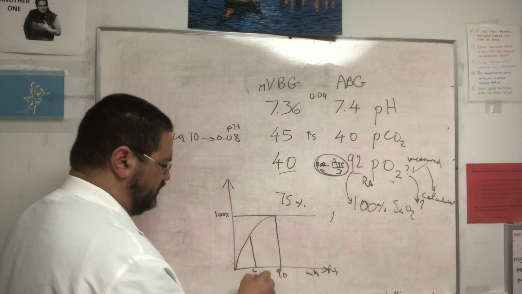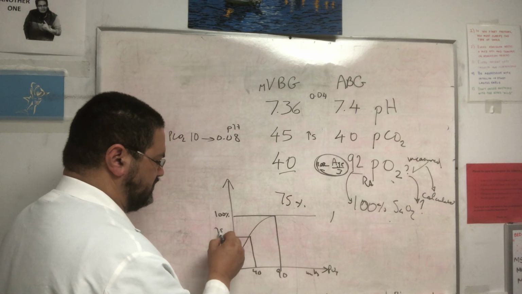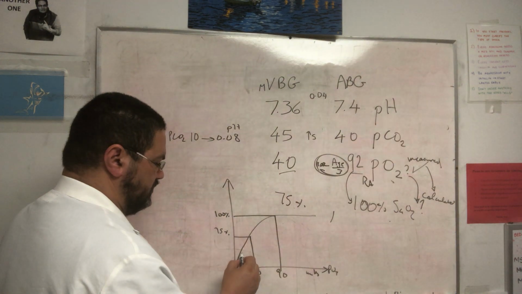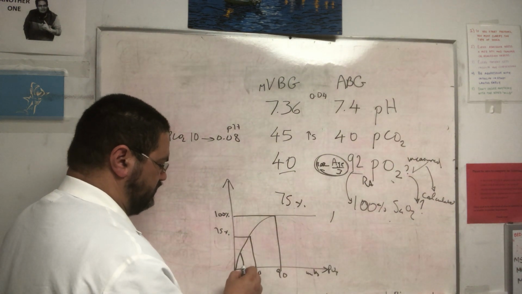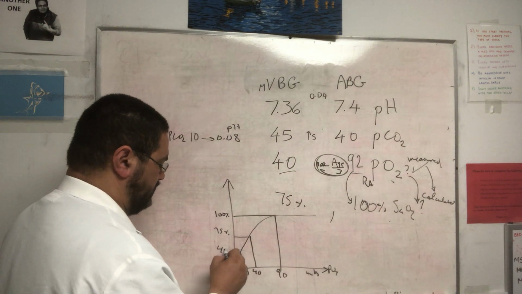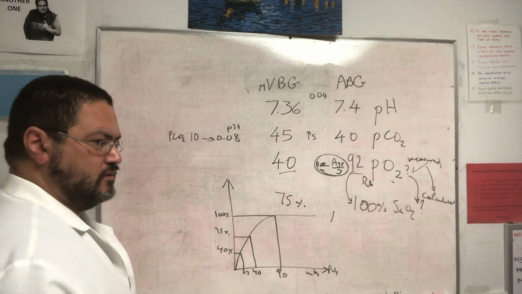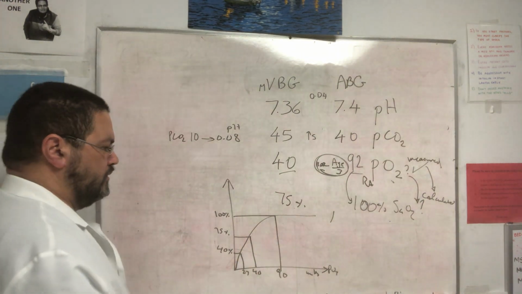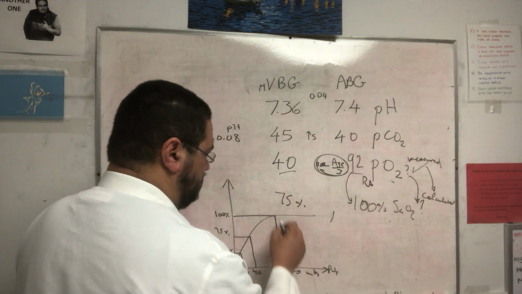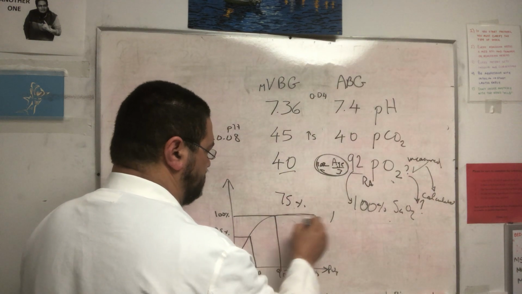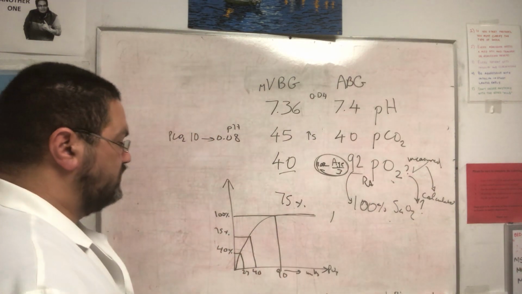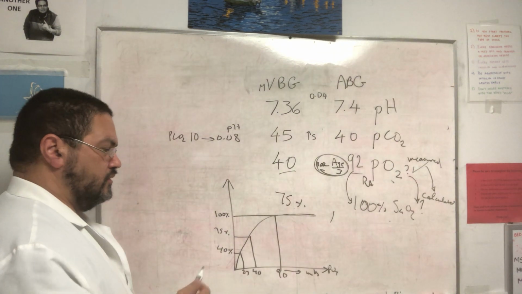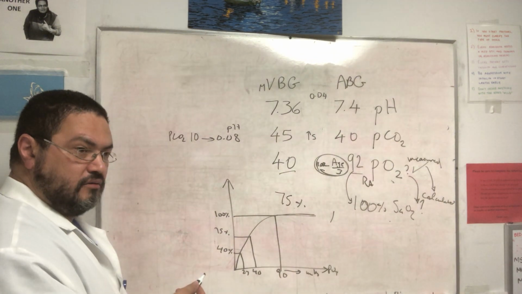At 40 millimeters of mercury, it will give you 75% saturation. And at 27 millimeters of mercury, it happens that I remember that number, equals 40% saturation, right? More than 90, this will be 100% still, right? Now these are the normal curve.